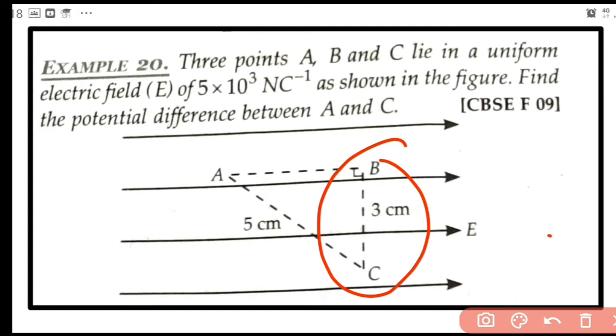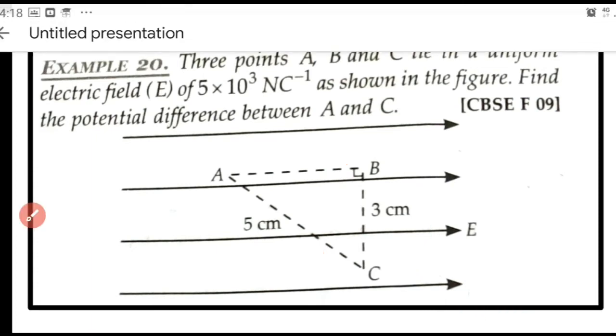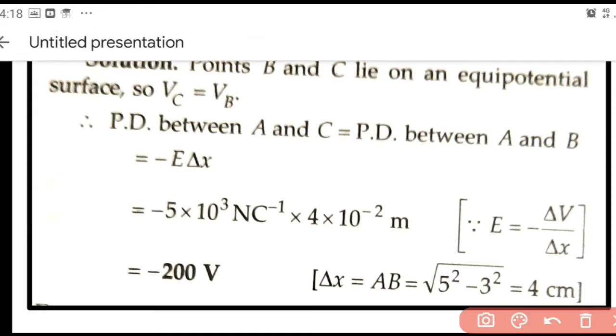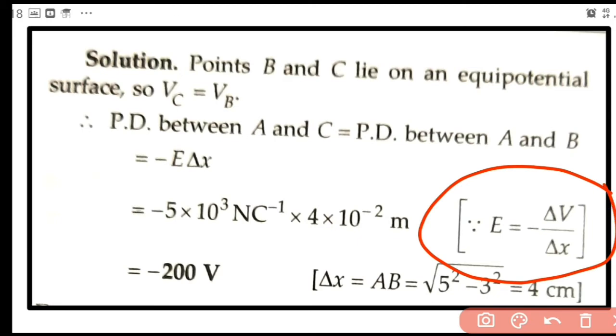Now which equation do we need to use to solve this problem? That equation, E is equal to minus delta V by delta L. Here we use that equation in the form E is equal to minus delta V by delta X. I told you that in different forms we will be using the same equation. So the potential difference between A and C will be the same as the potential difference between A and B.